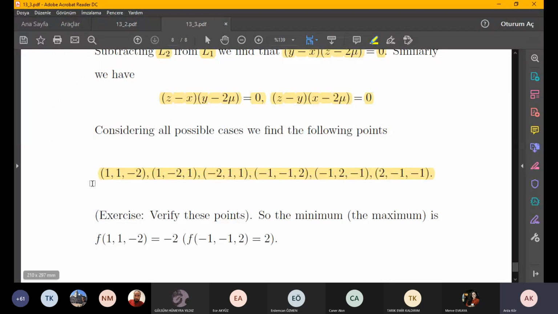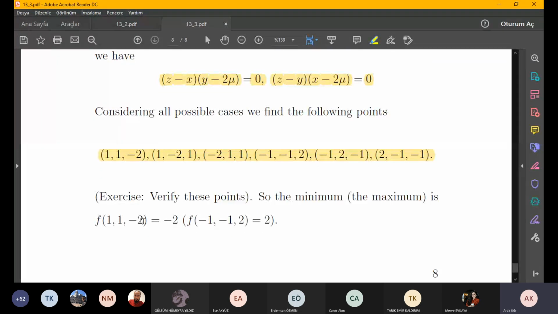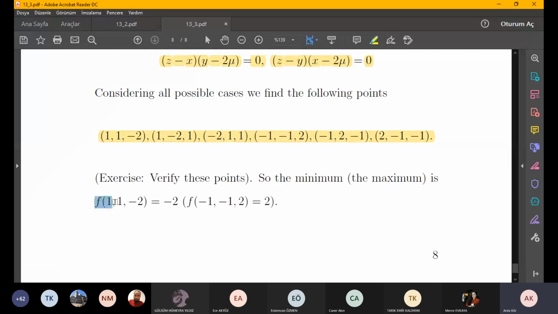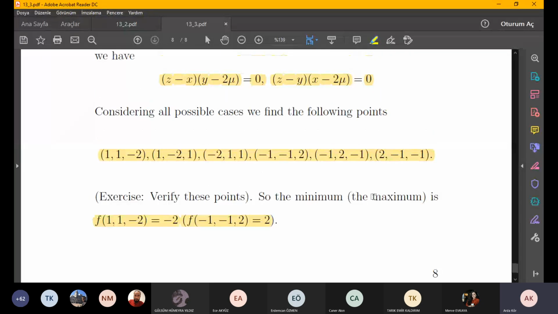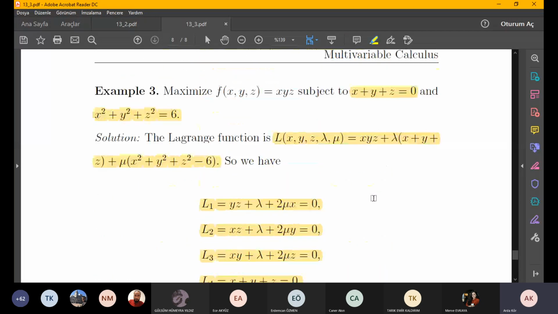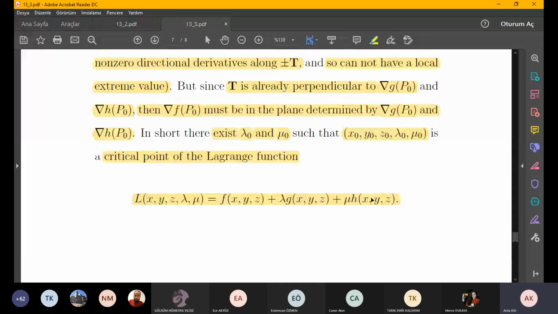So that means we have to find the value of the function f(x,y,z) at those 6 points, and after that we need to compare all the values, and we can see minus 2 is the absolute minimum value of f(x,y,z) under those two constraints, and also 2 is the absolute maximum value of f(x,y,z) subject to those two constraint functions, g and h.